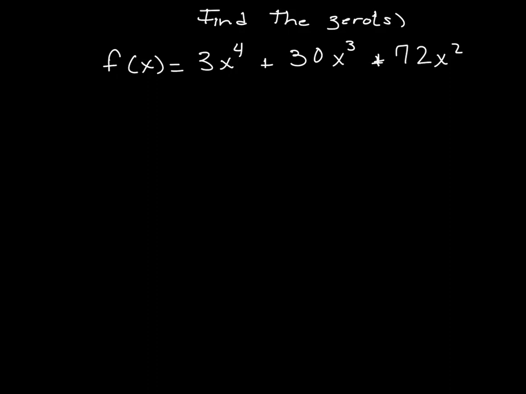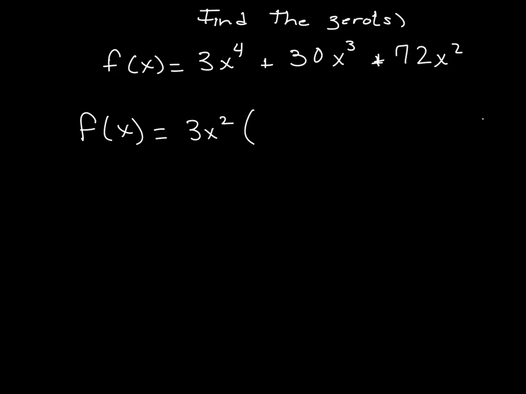Now when I'm looking at this, what I want everyone to pay attention to is our terms, because if I see that 3 divides evenly into 3, 30, and 72, as well as a greatest common factor of x squared between all of my x terms, this problem can get solved in a lot fewer steps, because my GCF is 3x squared.